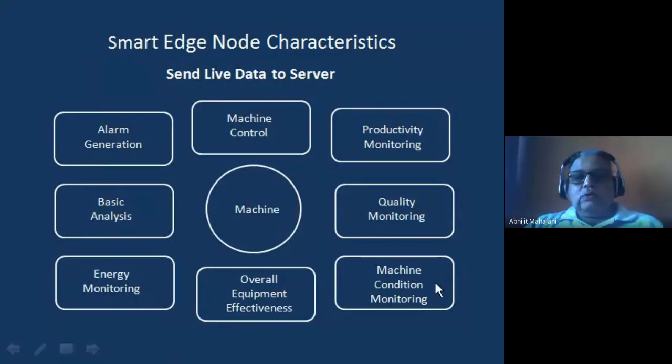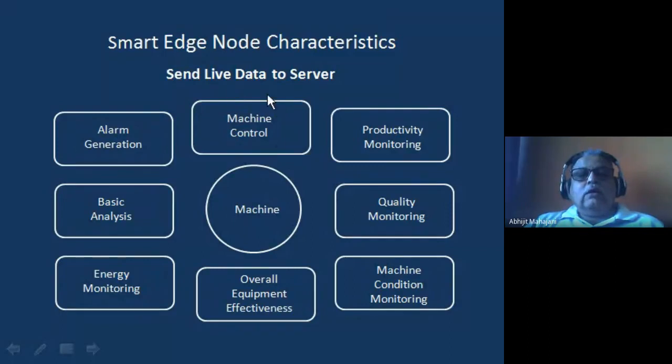Or your machine gets into some kind of unnatural vibrations, that alarm should go to your maintenance guy. So this kind of alarm generation is something that is expected from your smart remote devices.